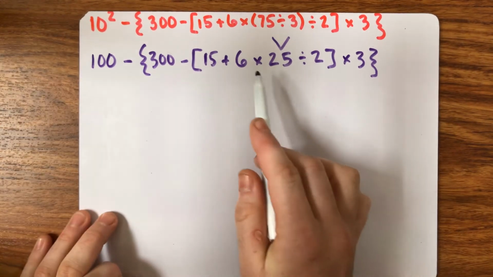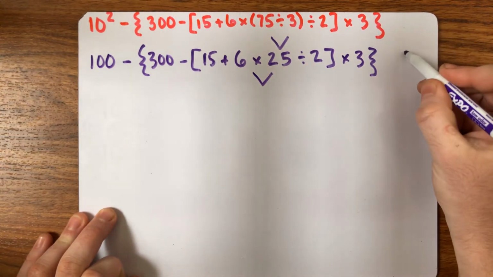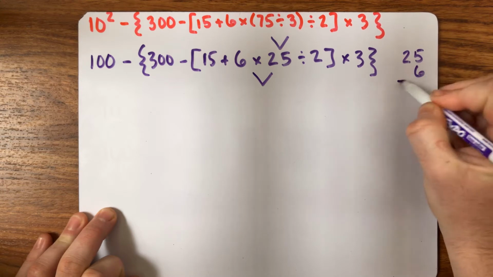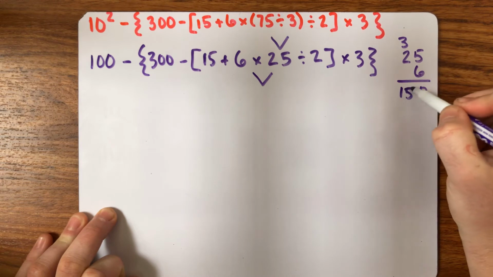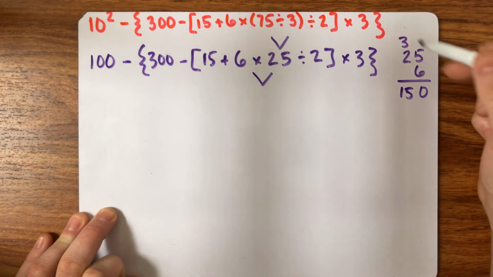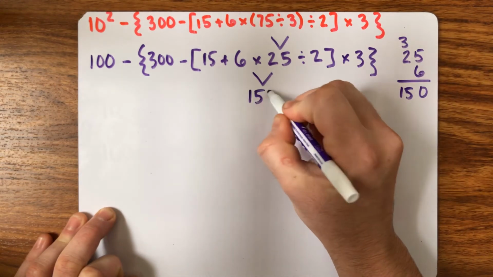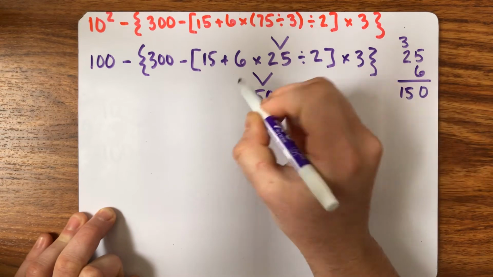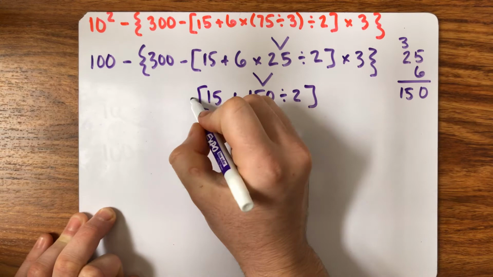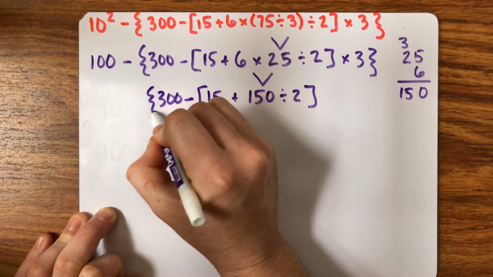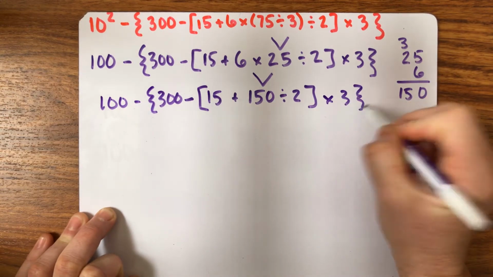So I'm going to do left to right. So I'm going to do 6 times 25. And if you're not sure about that, you can do it on the side. But you can also think about quarters as well. All right, so we have 25, 50, 75, 100, 125, 150, because it's $1.50, 6 quarters, minus 300. 100 minus times 3 parentheses.